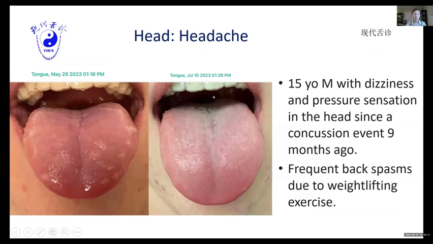And this is an example of headache. If you look at headache, in most people the tip is red with those red dots. This is a 15-year-old boy who had a concussion 9 months before his first visit. He has a lot of pressure sensation and feels dizzy, especially after exercise. On the left side, you see the tip is very red, even purplish around the tip.